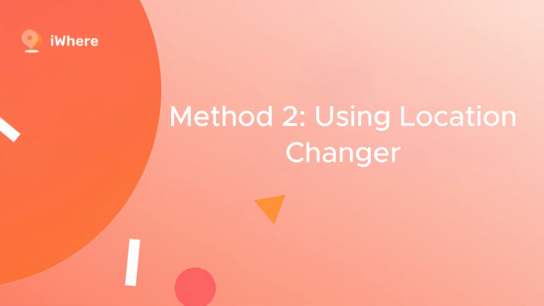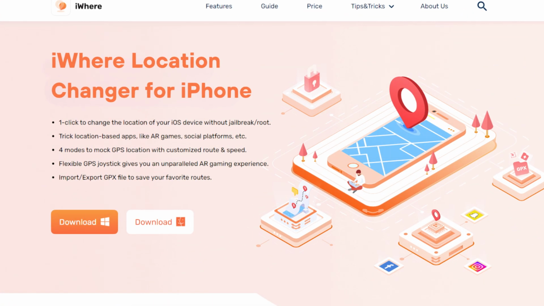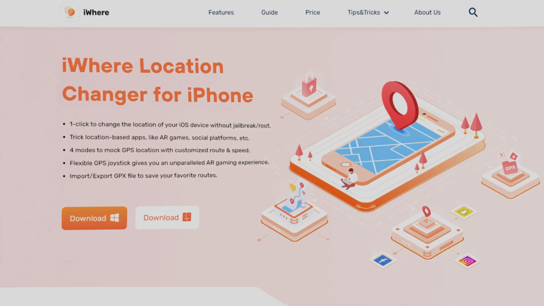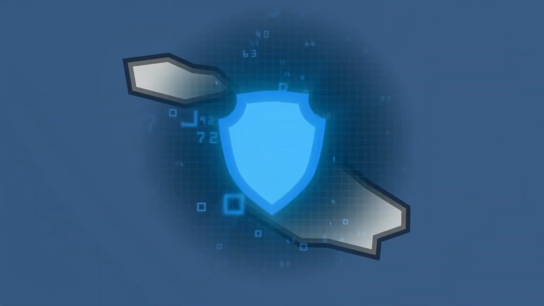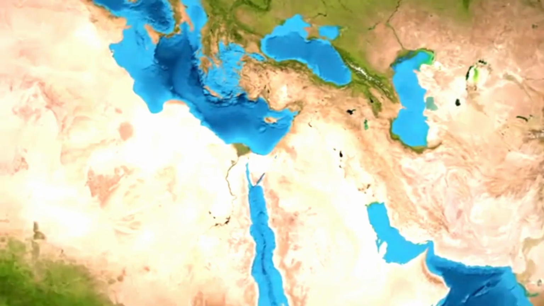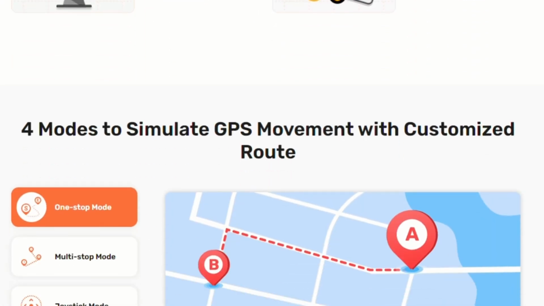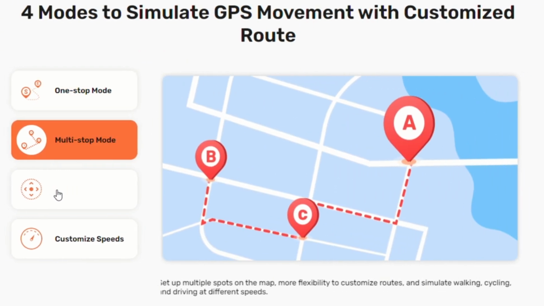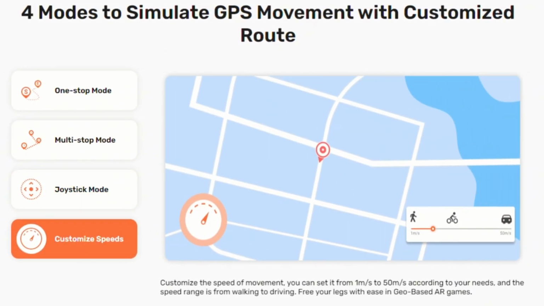Method 2. Using Location Changer. Check out iWhere iPhone Location Changer. With this app, you can set a fake location on your iPhone, protecting your privacy without alerting others. It's fast, undetectable by apps like Kindle, and offers many benefits. It comes with 4 different movement modes, but one mode is enough to manage Kindle's location.